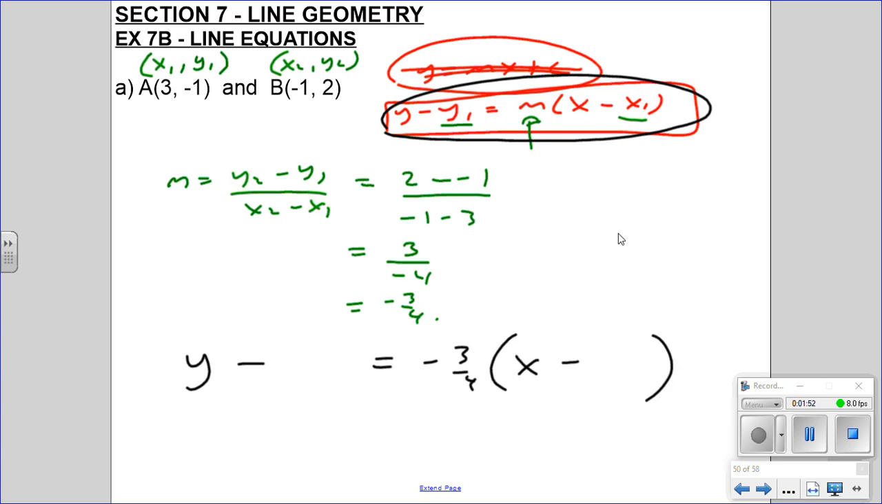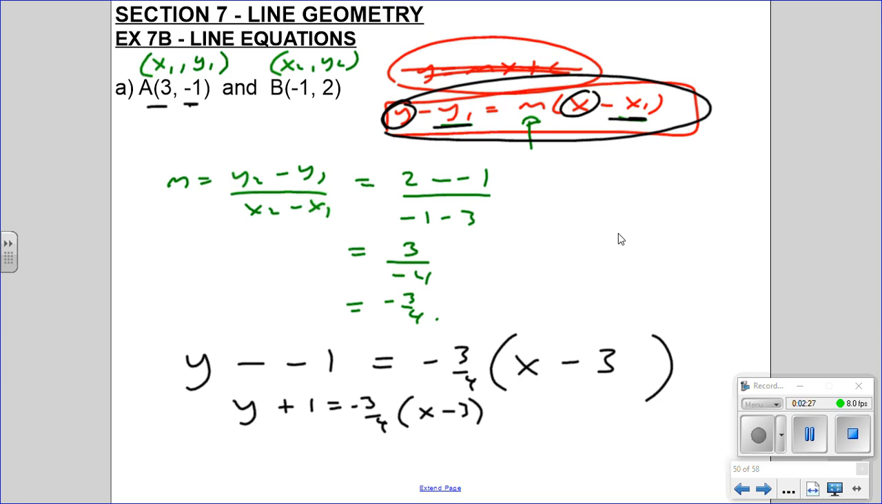x minus x1, right? So this y and this x mean any general point x and y. It doesn't matter what it is because it can be any point x and y. Whereas y1 and x1 are fixed points. I will talk about that more in a second. So in this case, y1 is minus 1, so minus 1, and x1 is 3, so 3. So our answer is y plus 1 equals minus 3/4 times x minus 3.